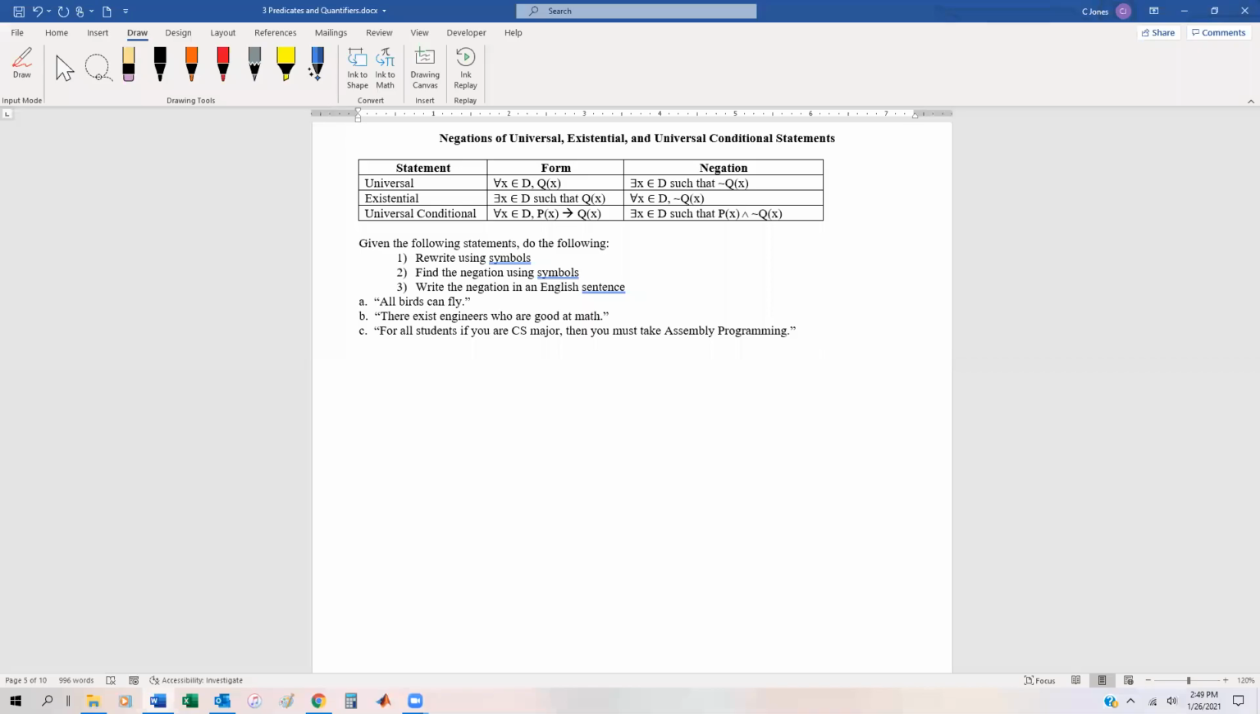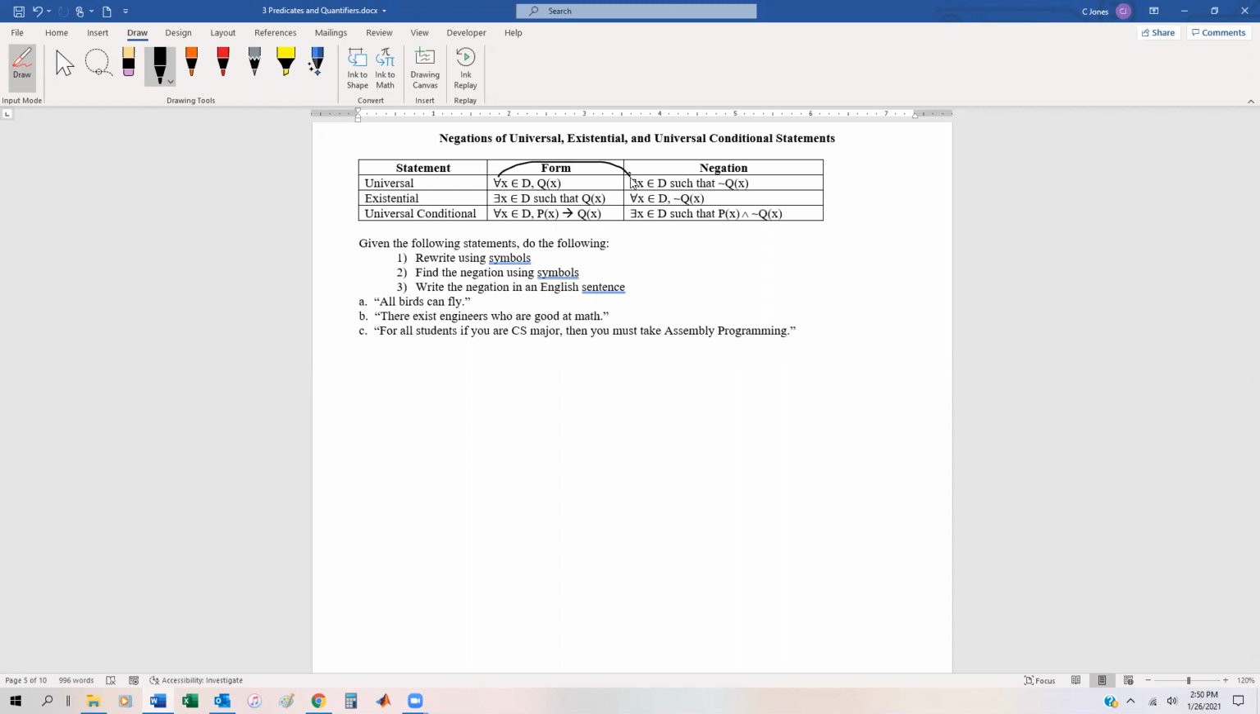We're going to start taking a look at how to take the negations of our universal statements, our existential statements, and the universal conditional statements. The first thing we should do is identify the forms. Remember that if we have for all x in domain D, q of x, that was a universal statement. So for the negation, all we're going to do is flip the quantifier.